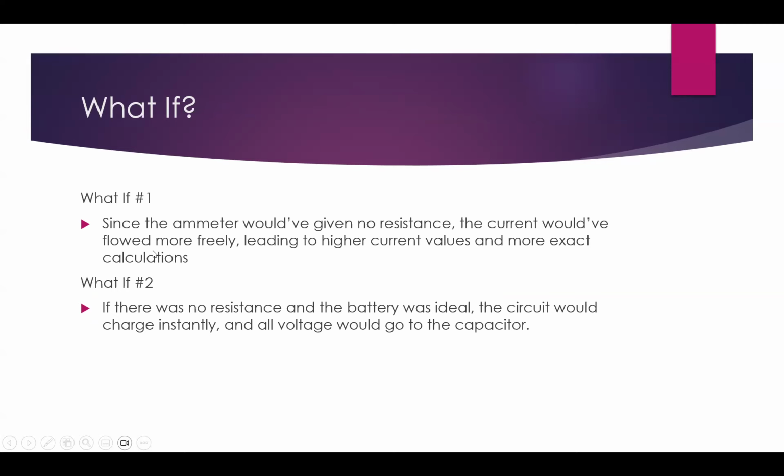The answer to the first what if question is that since the ammeter would have given no resistance in our calculations, the current would have flowed more freely, leading to higher current values at more exact calculations. This is if we were conducting it in an ideal circuit with the ammeter having no resistance. This would lead to higher values for the current and more exact calculations. If there was no resistance and the battery was ideal, meaning there was no resistance in the battery, the circuit would have charged instantly and all of the voltage would go straight to the capacitor.